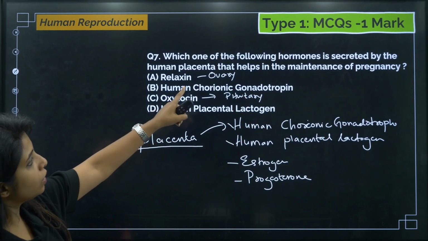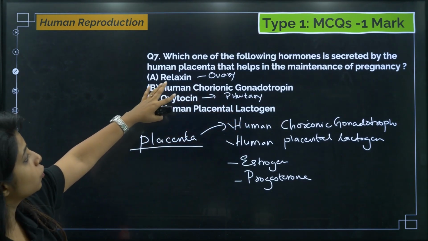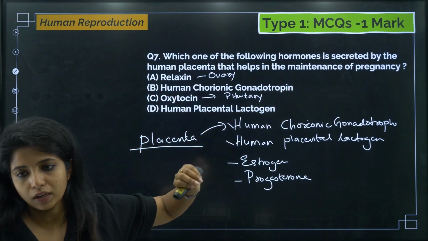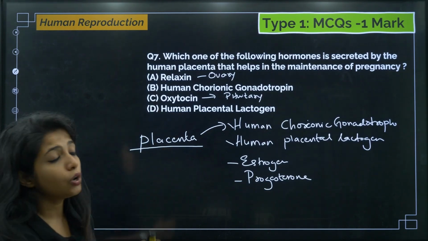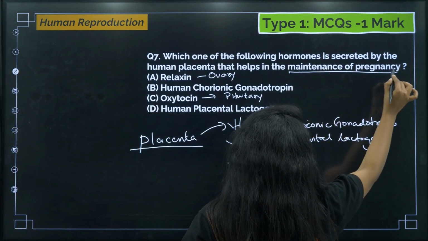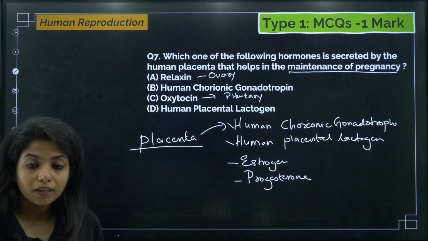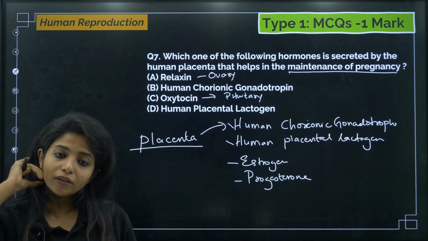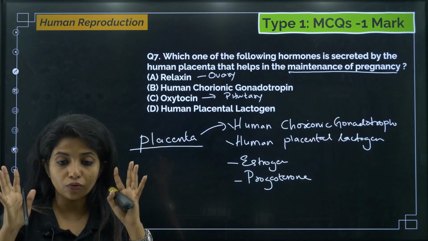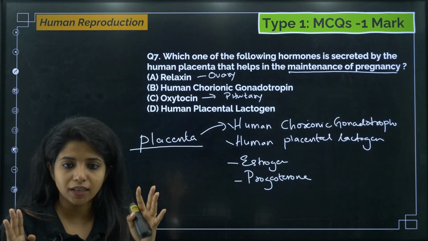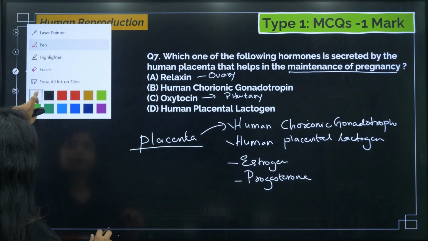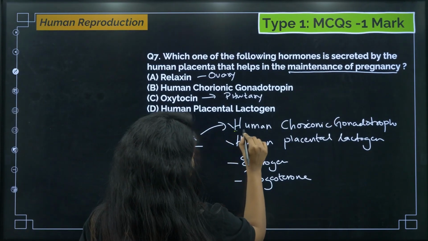So which one of the following hormones is secreted by the human placenta that helps in the maintenance of pregnancy? You know the placenta is releasing this and this, but the question is who is responsible for the maintenance of pregnancy. That is another thing. For maintenance of pregnancy, you have to make sure that the endometrium is layered just like that. So basically for doing that you need human chorionic gonadotropin.